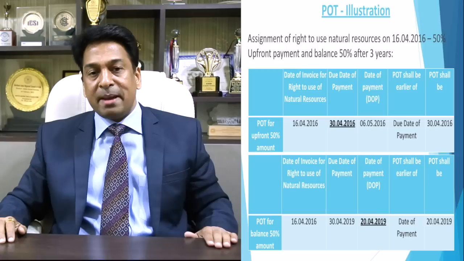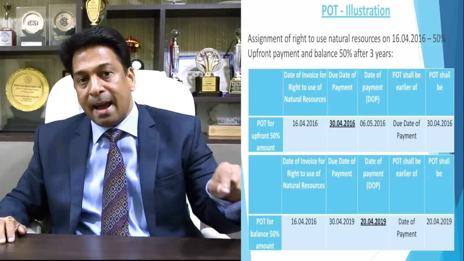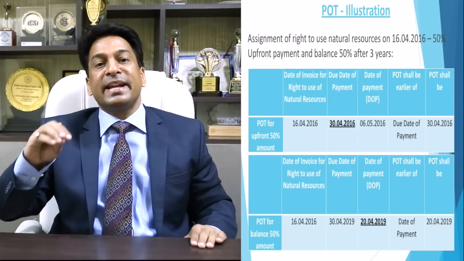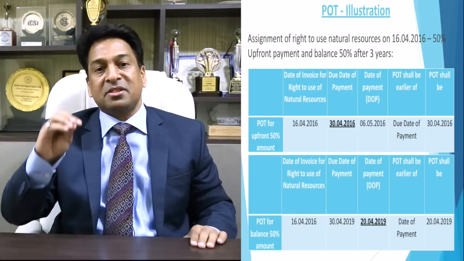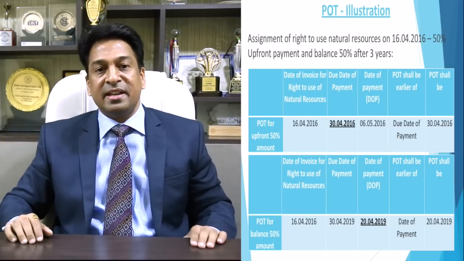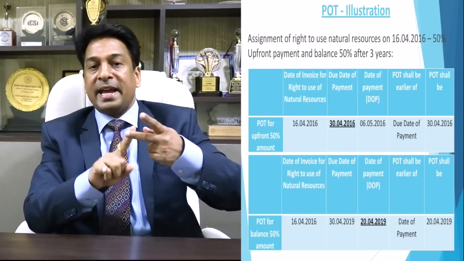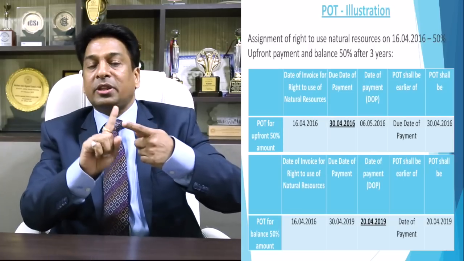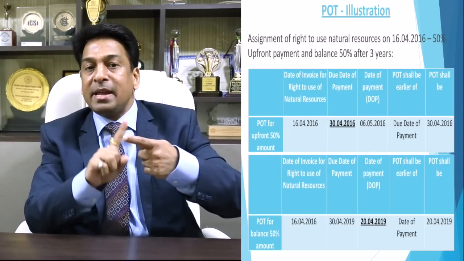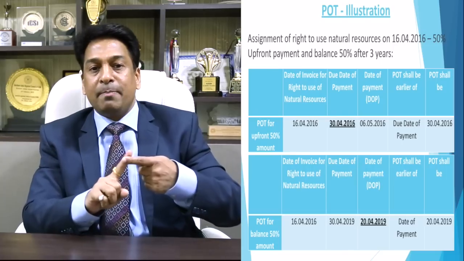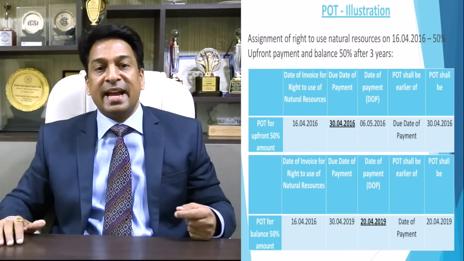For the upfront payment, the due date is 30th April. Let's say the business entity makes the payment on 6th May 2016. Then what would be the earliest date? 30th April. Date of payment 6th May. So 30th April would be the POT for reverse charge liability in the hands of the business entity.